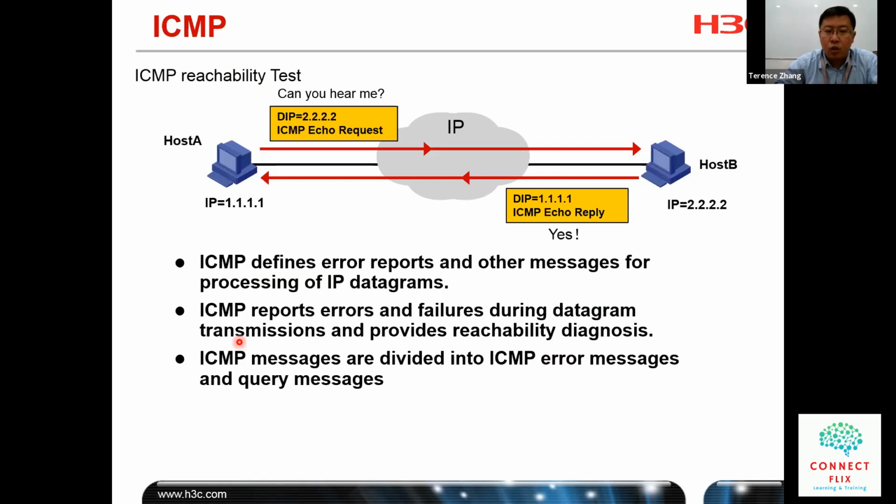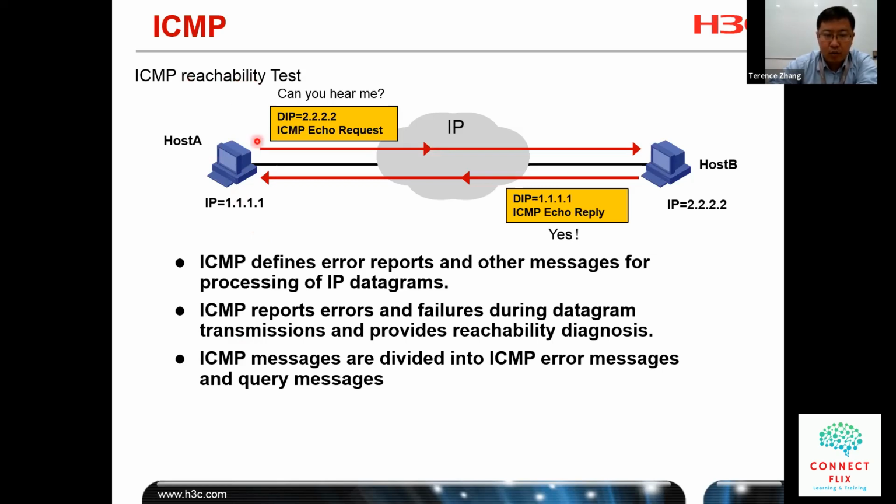ICMP. We know that on the IP layer, the network layer, there are 5 protocols: IP, ICMP, IGMP, ARP, RARP. ICMP is another IP layer protocol, and its protocol number is 1. Just now we mentioned TCP is 6, UDP is 17, but ICMP is 1.